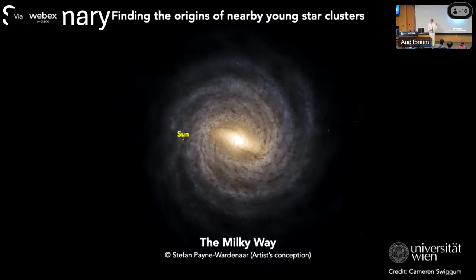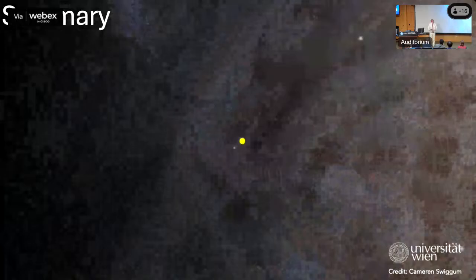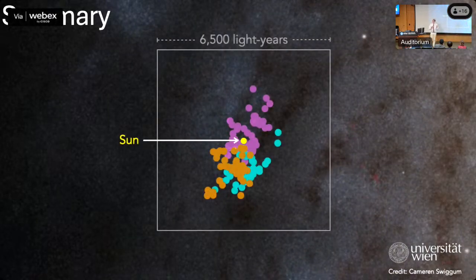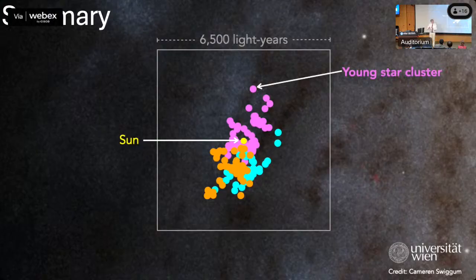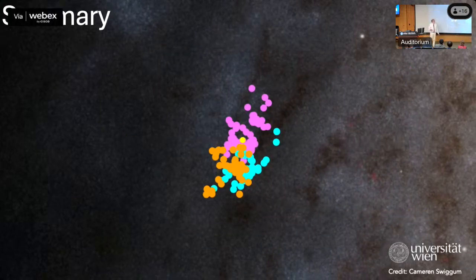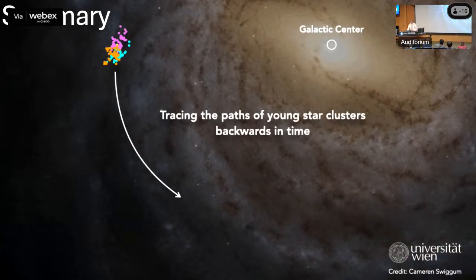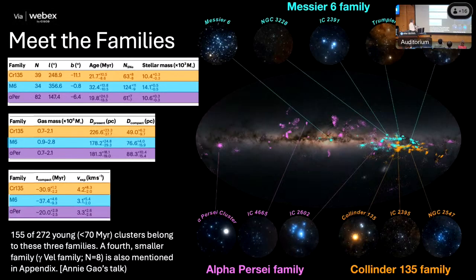An interesting implication of this is that the clusters, we can actually date the clusters and get their ages. And so we're tracing them back in many cases to times before they were formed, which would mean that we were tracing the parent molecular cloud's trajectory. But it does seem to work that they all trace back to 3 spots in the solar neighborhood. And so here, meet the families. They were named by Cameron after 3 prominent clusters within the family, so Collinder 135, M6, and Alpha Per family.